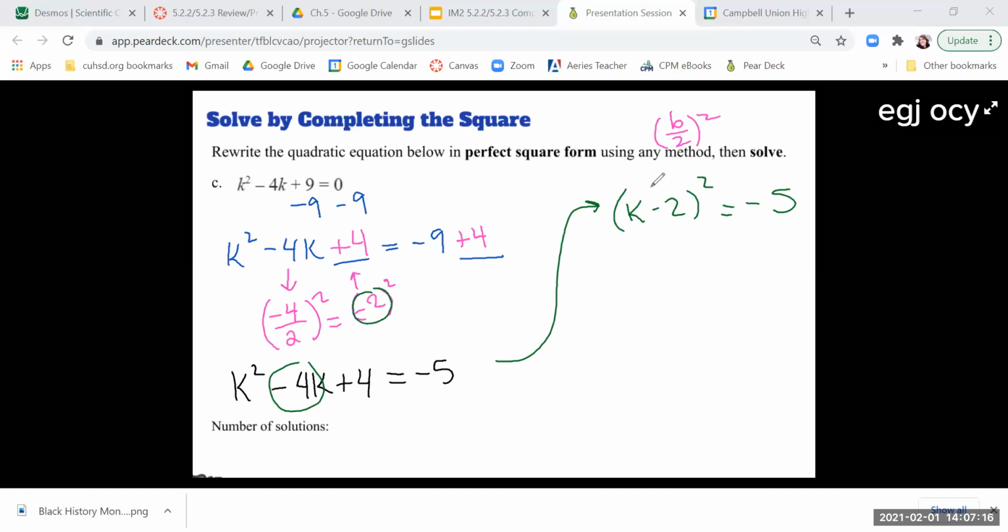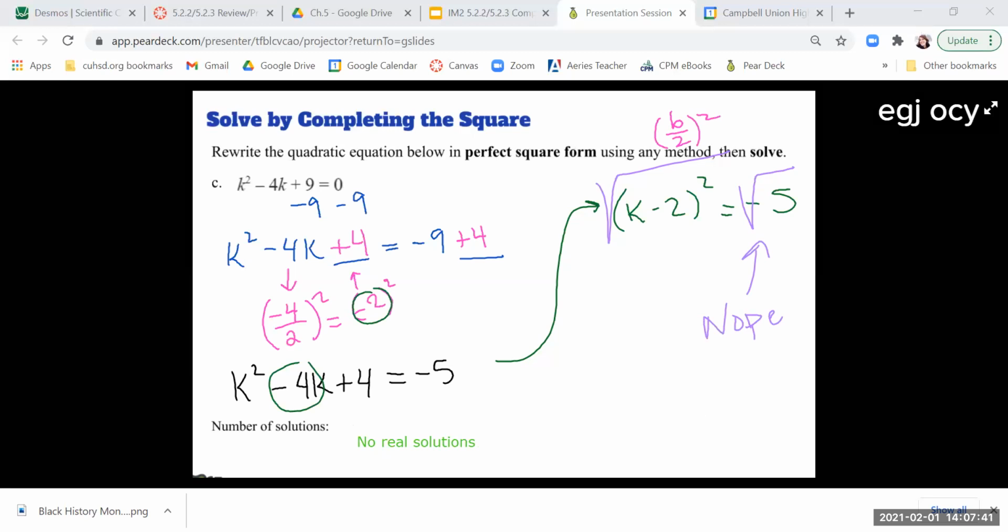And at this point, I can see that I won't be able to solve, because taking the square root of a negative is a no-no. So this would be no real solutions for this one. No real solutions.